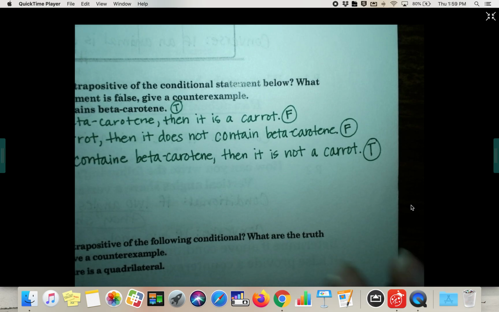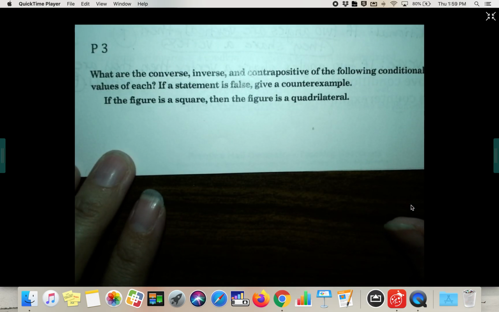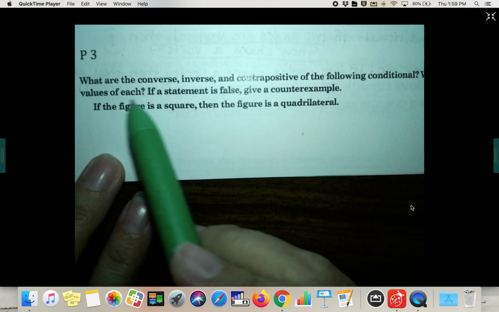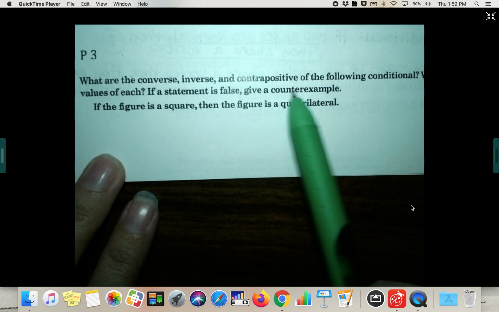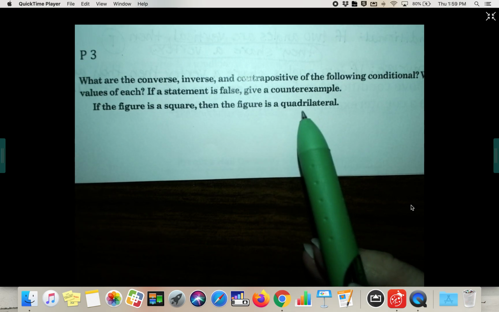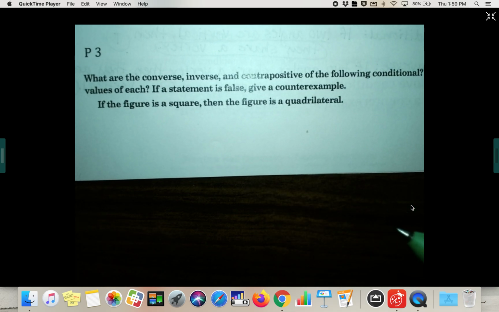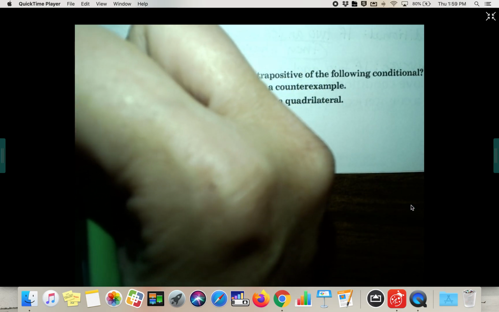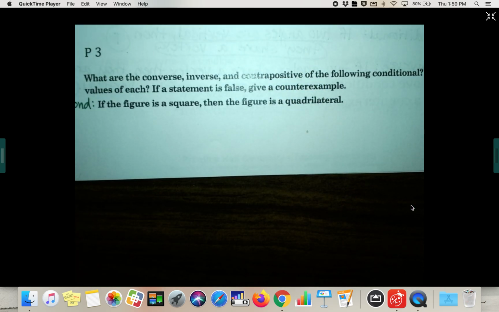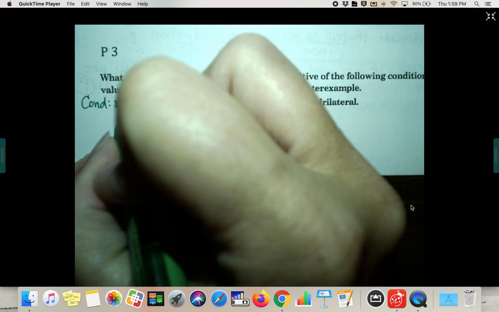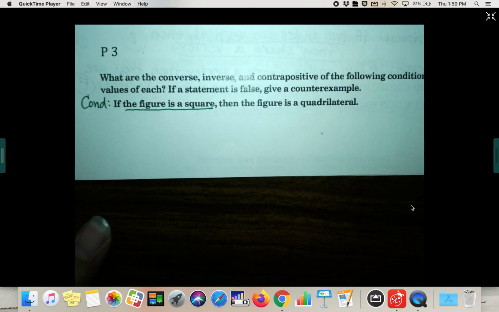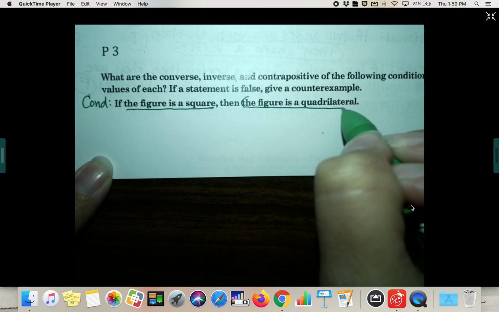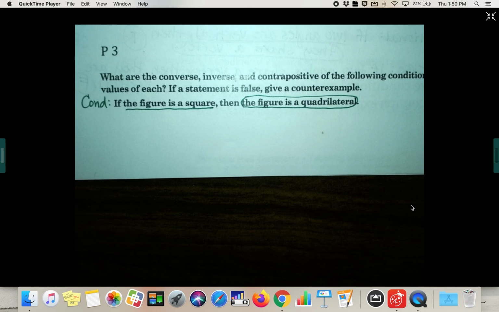All right, last problem. What are the converse, inverse, contrapositive of the following conditional statement? What are the truth values of each? If a statement is false, give a counterexample, which I did not do a very good job of last time. We'll see if we can do it this time. This is the conditional statement. If the figure is a square, I forgot to circle and underline last time. That's okay. Then the figure is a quadrilateral.